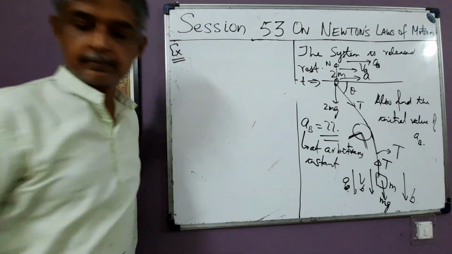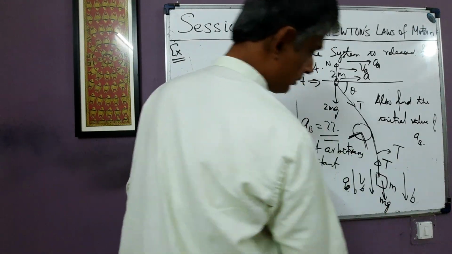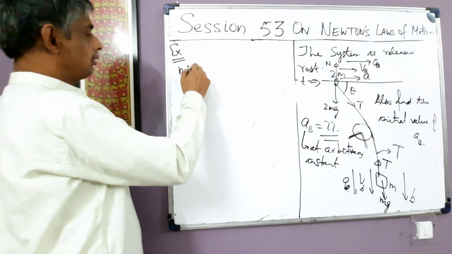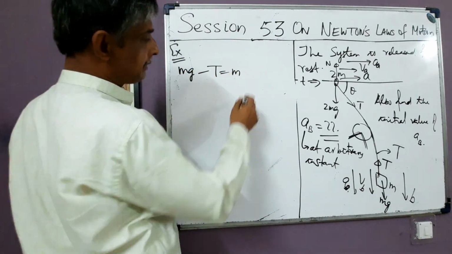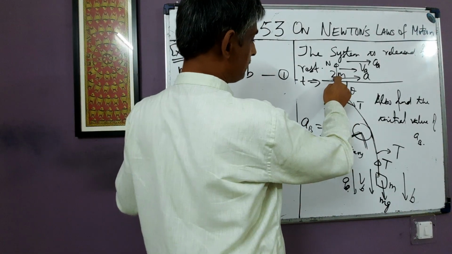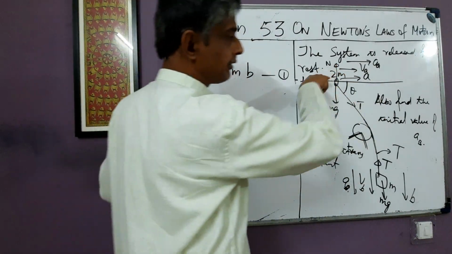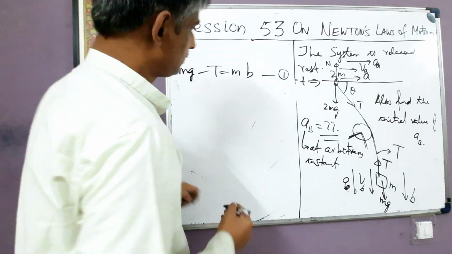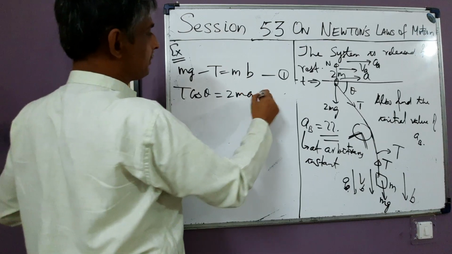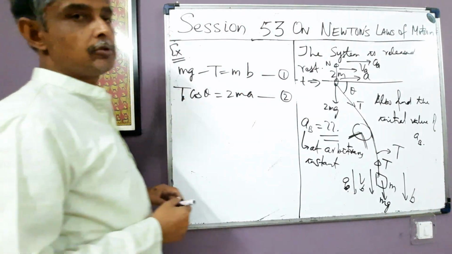So first I write down Newton's law equation for this block in the downward direction with respect to ground. From this free body, I write the equation: mg minus T is equal to m b, first equation. Then apply Newton's second law to the ring with respect to ground in this direction. In this direction only T cos theta acts. The other forces do not have any component in that direction because they are vertical forces. So we get T cos theta equals 2m a, second equation.